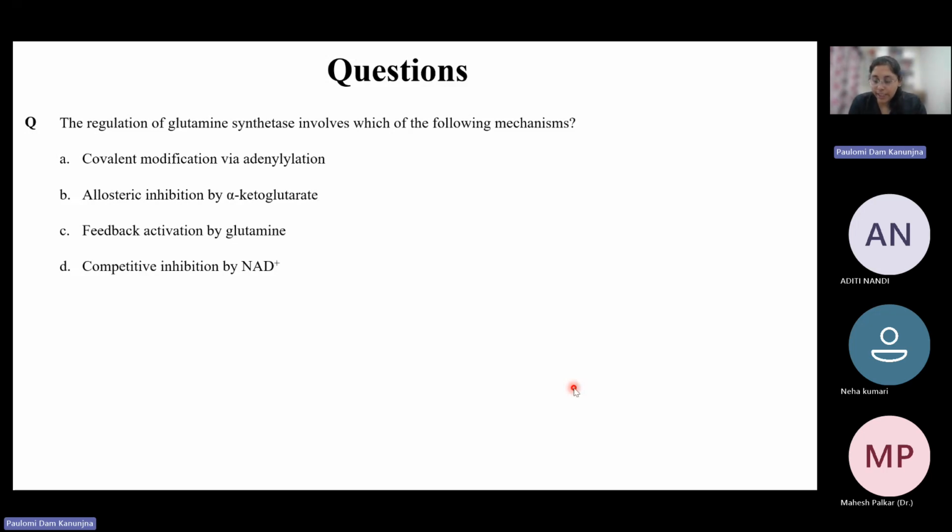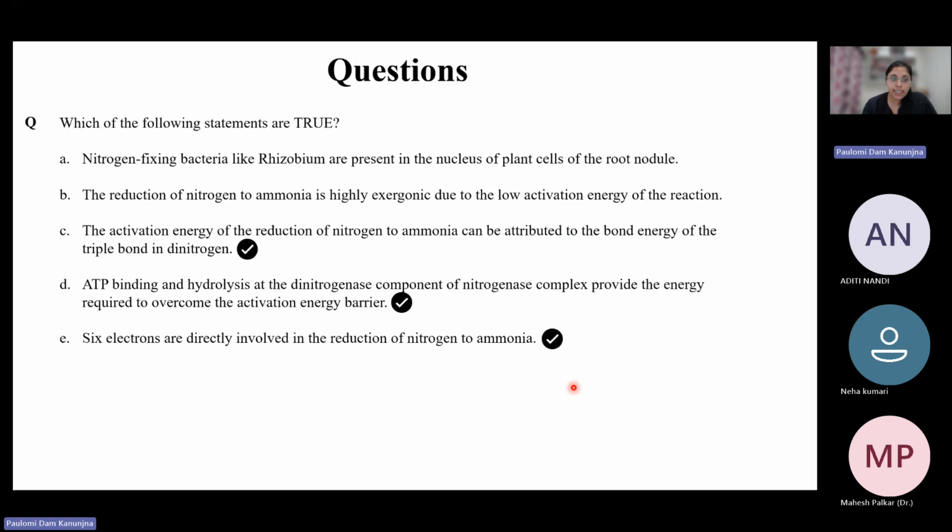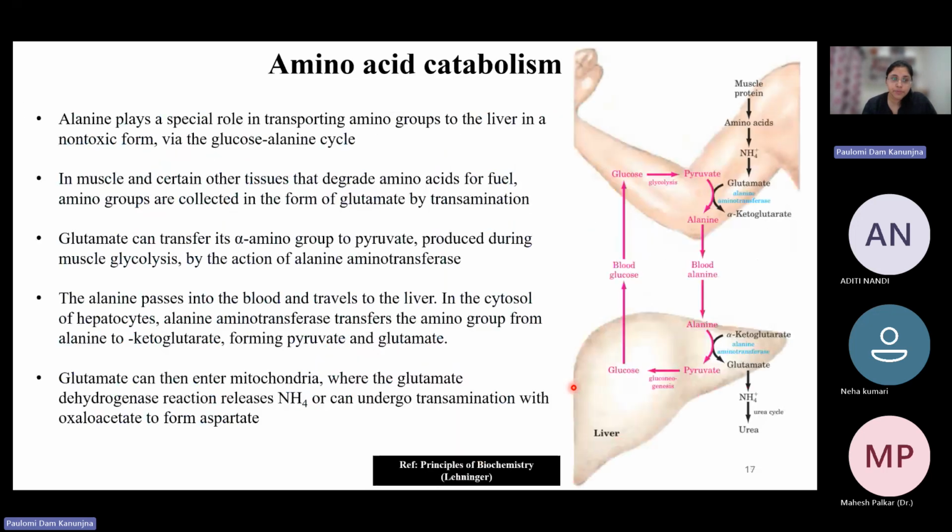So someone gave answer A. Anyone else in this question? Glutamine synthetase, which of these is responsible for regulation? Okay, no problem. I will give the answer for this and then we can discuss. The first one is the correct answer here and we know this, right? We have already seen this. Let me go back to the slide which showed covalent modification.